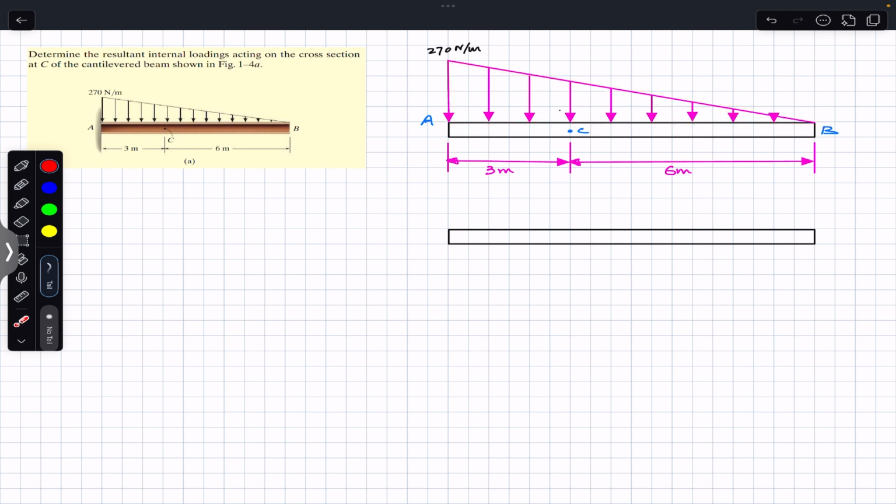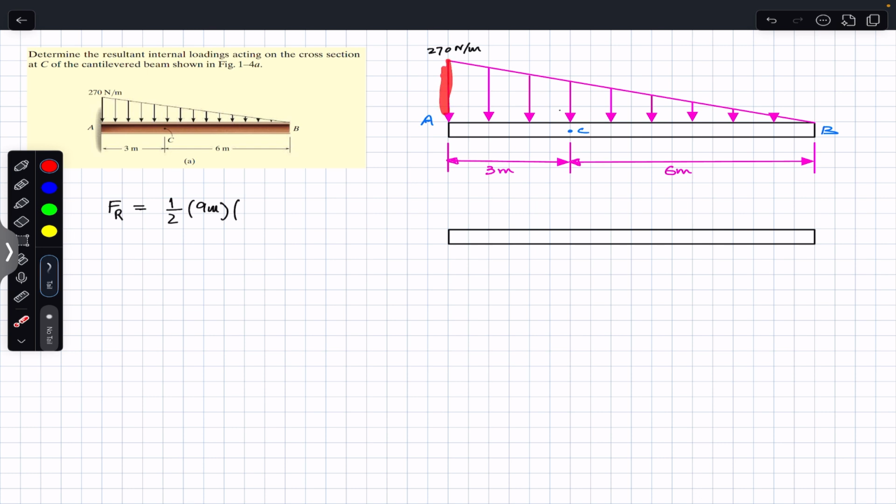So let's say that the magnitude of that resultant concentrated load on the beam will be equal to the area of the distributed load. So now this distributed load is a triangular distributed load. So the area of a triangle is always equal to 1 divided by 2 times the base. So the base of this triangle is 6 plus 9. This is 9 meters. So this will be 9 meters multiplied by the height of the triangle. So this is the height, right?